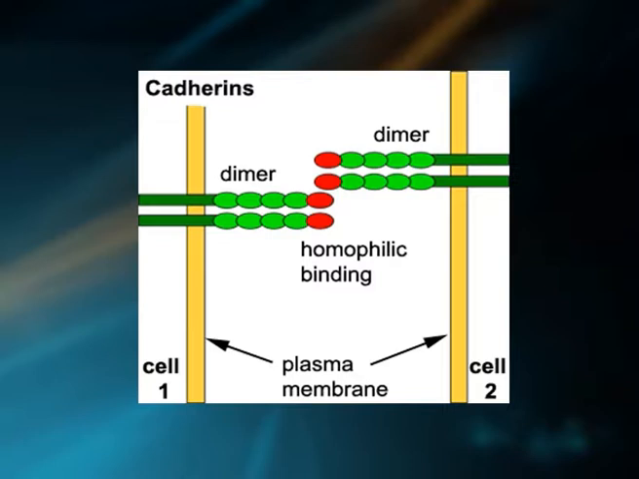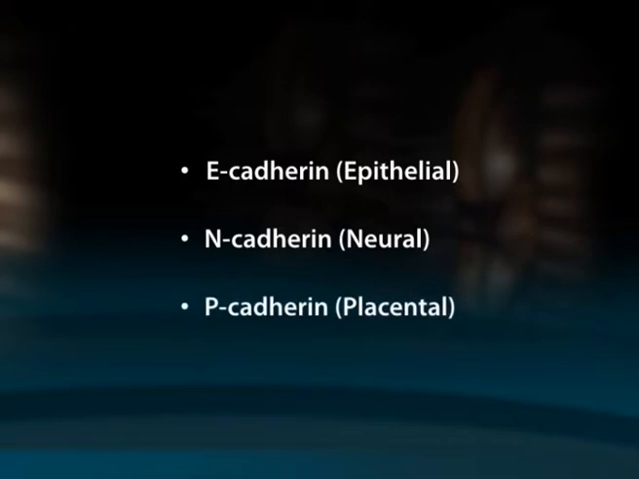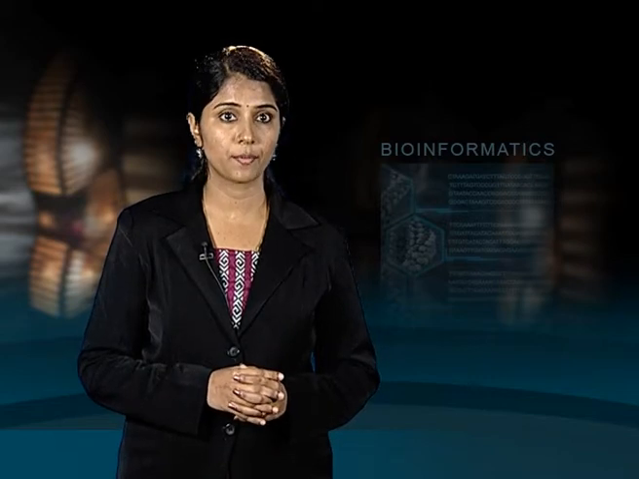Like selectins and immunoglobulin superfamily molecules, cadherins have a modular construction. The best studied cadherins are E cadherin, or epithelial cadherin, N cadherin, neural cadherin, and P cadherin, or placental cadherin. Structural studies indicate that cadherins from the same cell surface associate laterally to form parallel dimers. Different types of cells bearing different cadherins likely engage in different types of interactions.